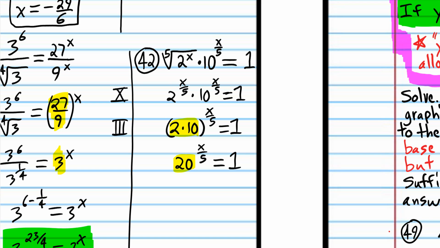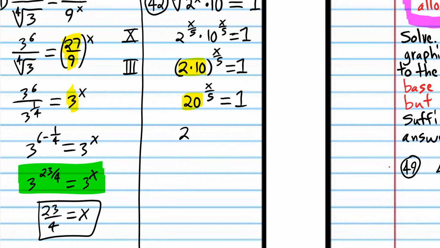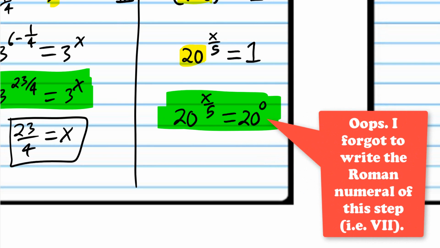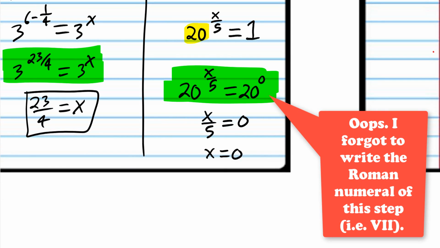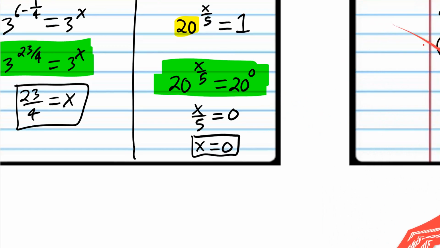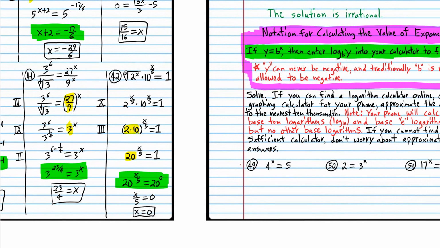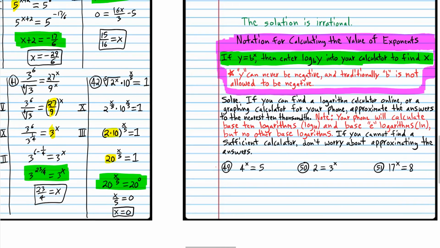And now that we know what the base is going to be, we can change that 1 to 20 to the 0 power. And I can probably space this out a little bit more. So now we're at the critical stage. And we know that x over 5 has to be equal to 0, and therefore x must be equal to 0. Multiply both sides by 5, and we see that x must be 0. So if you got that answer, good job.